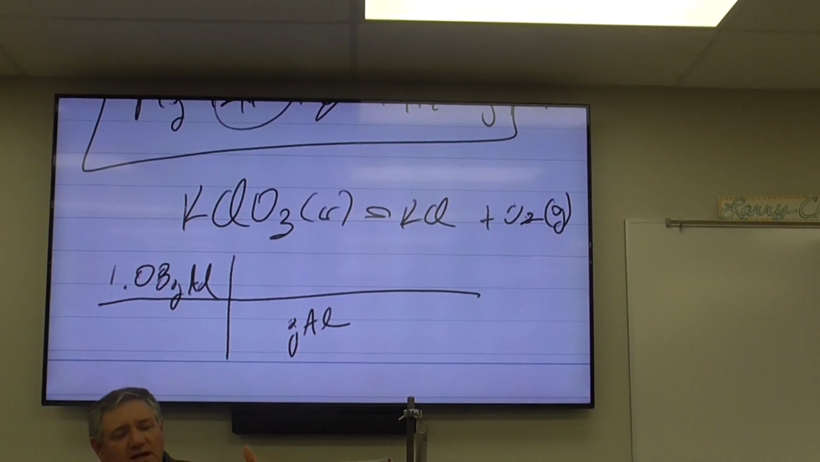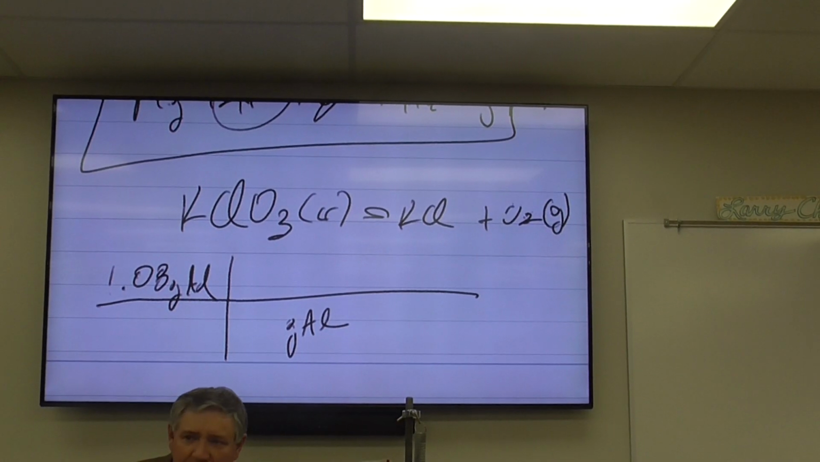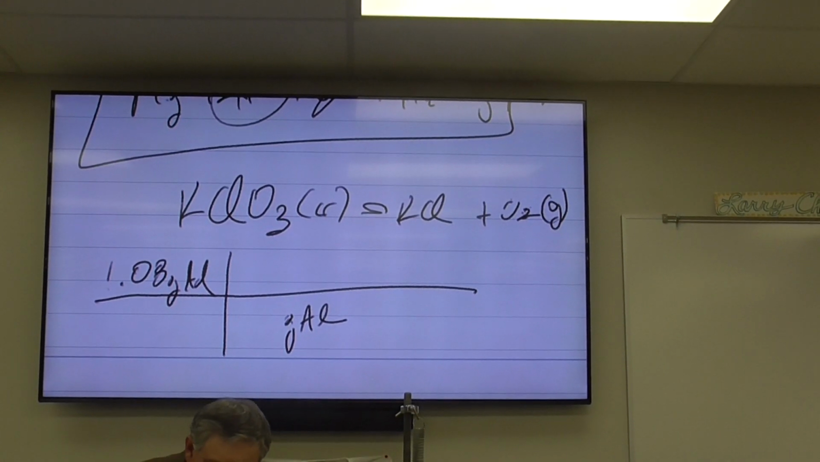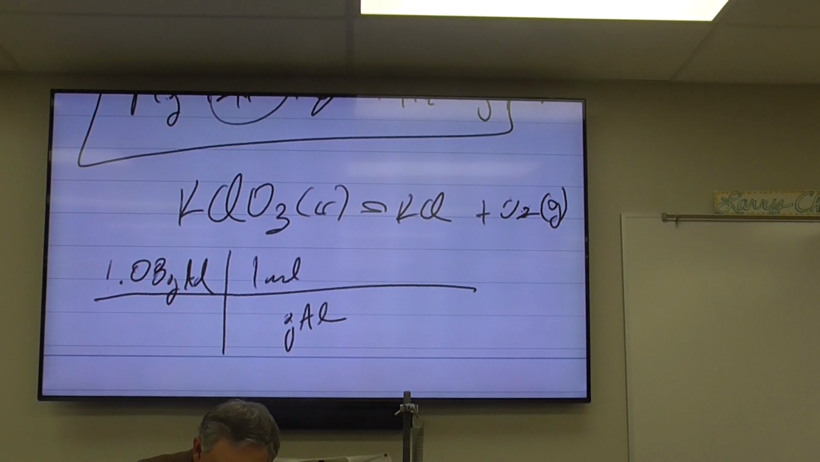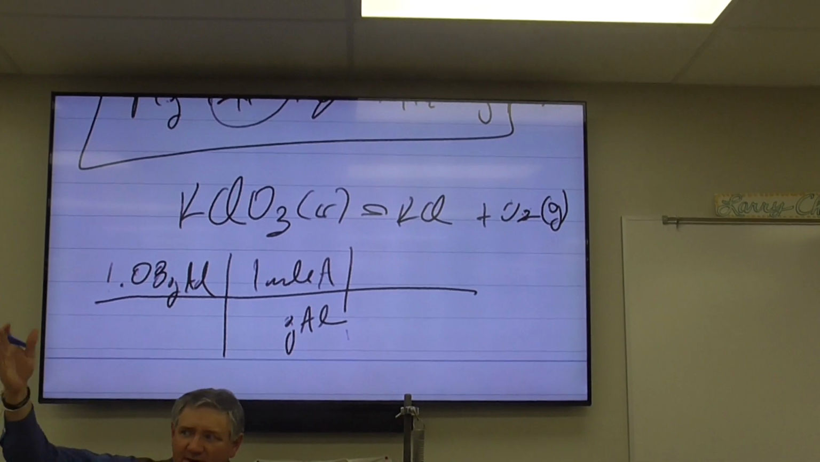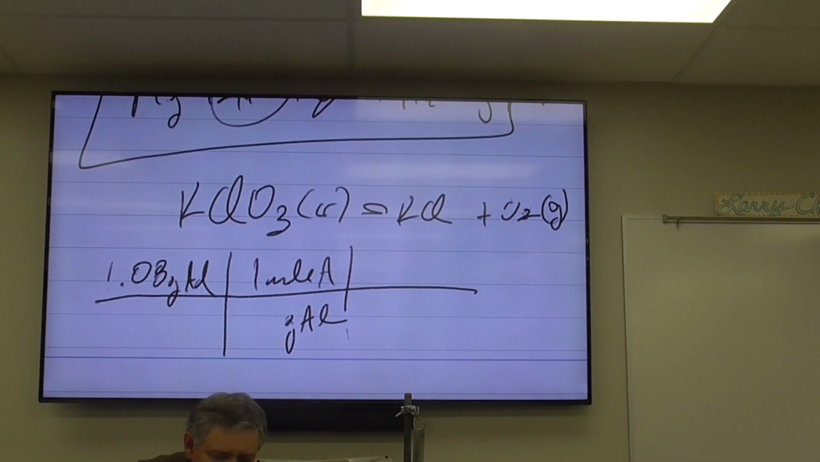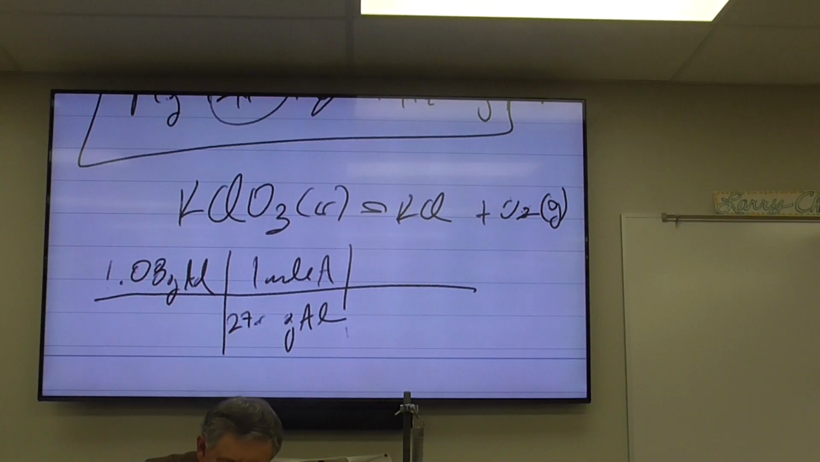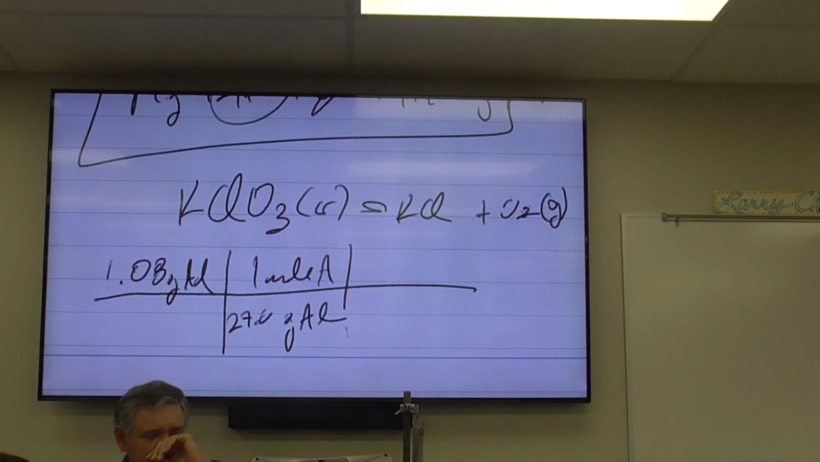What's the first thing I want to convert those grams of aluminum into? Moles. So 1 mole of aluminum is how many grams? 26.98. For this, you can generally round to the nearest tenth, so you can just use 27.0 on that grams of aluminum, but at least go to tenth. If you want to go to hundredths, that's fine.